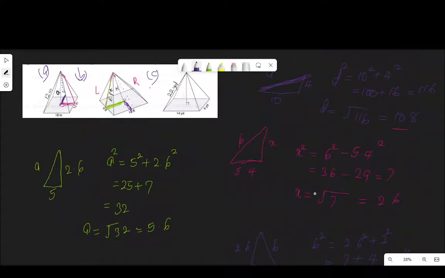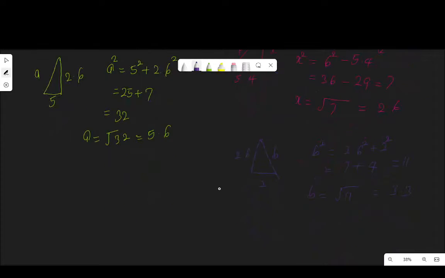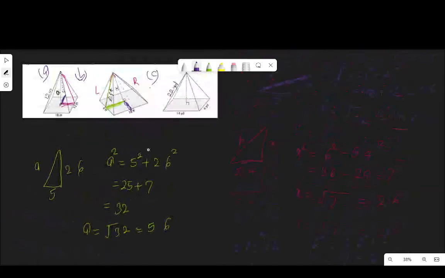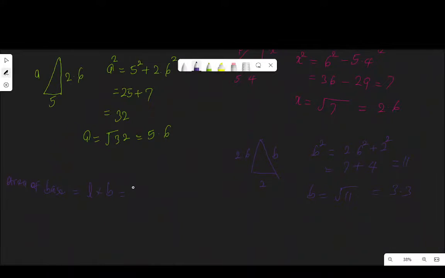So we know the height of the faces of the pyramid. We can now get the surface area of the pyramid, starting with the area of the base plus the area of the 4 triangles. The area of the base: the base is a rectangle, so the area is length times breadth. The length is 10 feet, the breadth is 4 feet. 10 times 4 is 40.